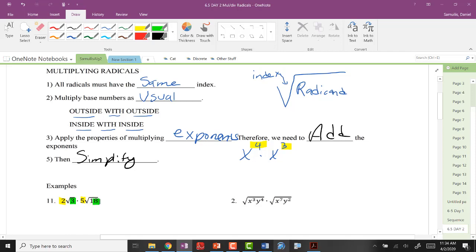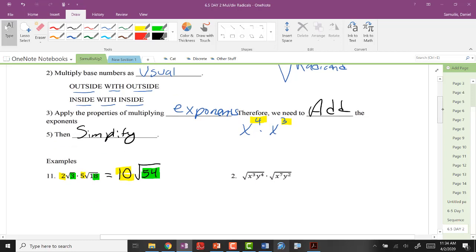So when we do that, what is 2 times 5? 10. What is 3 times 18? 54. And then we're going to simplify that. So outside with outside, inside with inside. We haven't dealt with the exponents yet, but then we're going to simplify that. So we need to simplify the square root of 54 as we normally would.